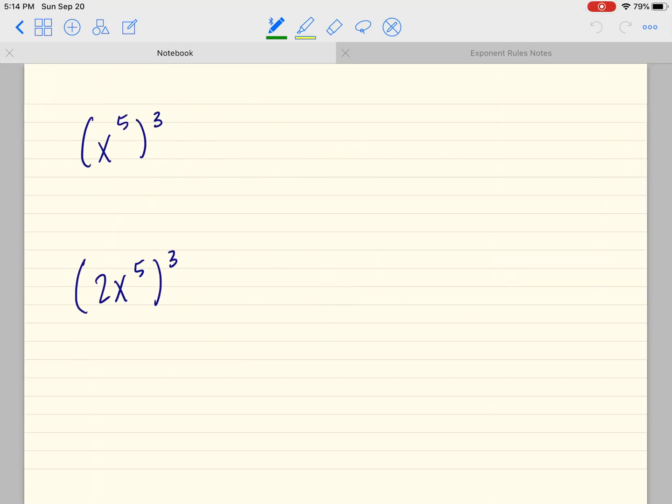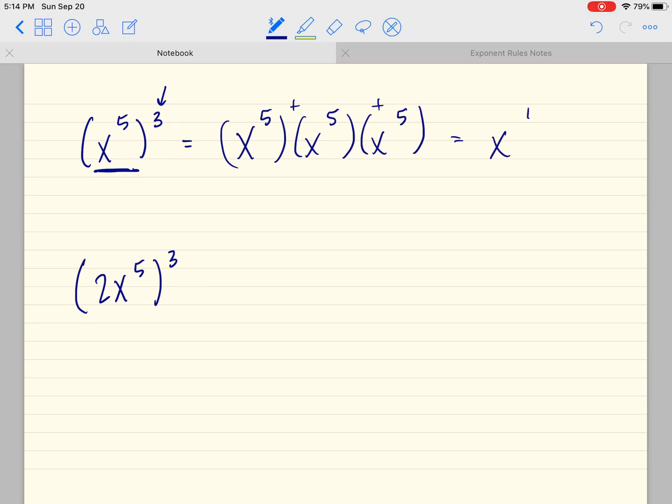Again, let me deviate for you here. X to the 5th to the 3rd, for example, what happens? Well, to the 3rd power means I'm going to take this base and multiply it by itself 3 times. So this really means x to the 5th times x to the 5th times x to the 5th. Well, we just saw before in our product rule that I can now just add these and get to x to the 15th altogether. But I don't want to have to write this out.